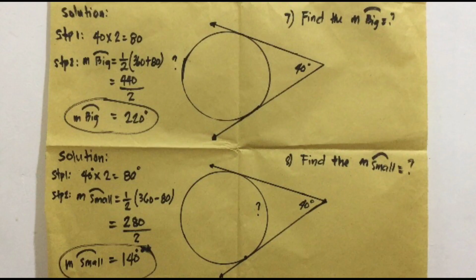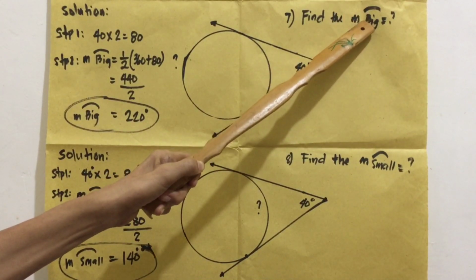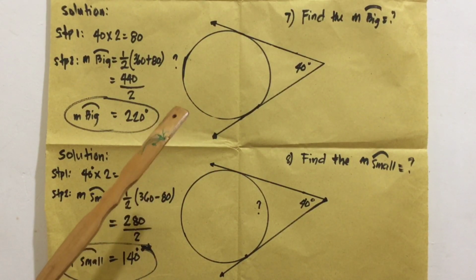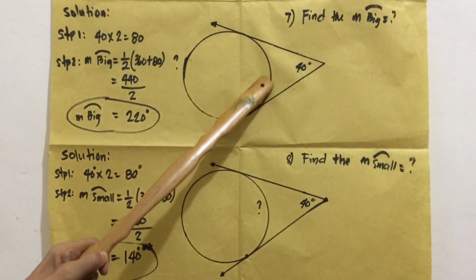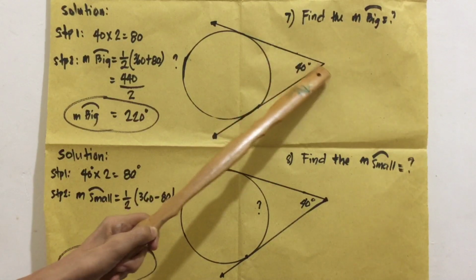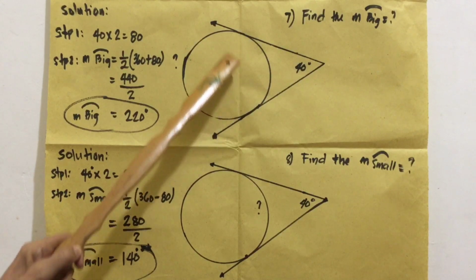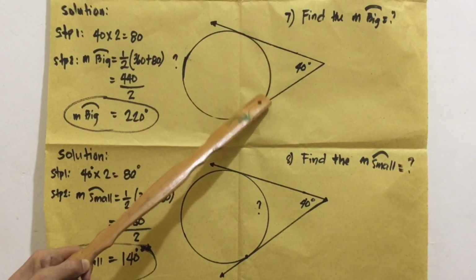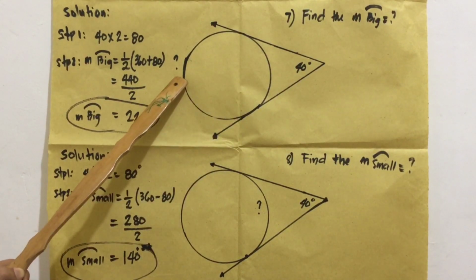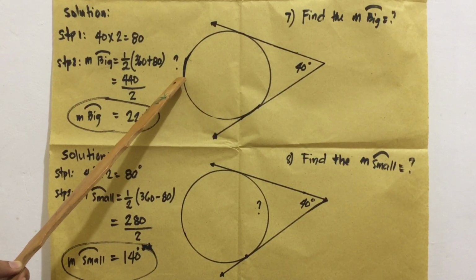Next, number 7. Find the measurement of the big arc. So we have to observe first the given figure, the circle and the tangent lines. The tangent lines intersect each other and form an angle which is 40 degrees. We don't have a measurement here of the small arc, and the big arc is also not given. So this is the problem, how to find the big arc.